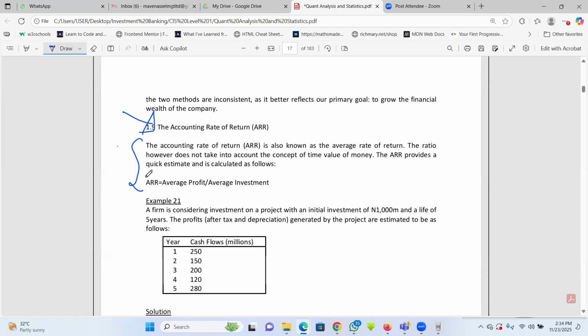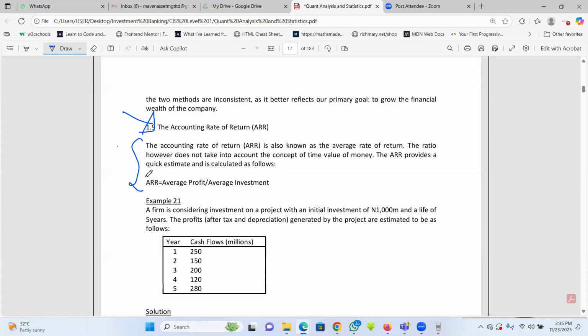A firm is considering investment on a project with an initial investment of 1 million naira and a life of 5 years. The profits after tax and depreciation generated by the project are estimated to be as follows. Year one, 250 cash flows. Year two, 150. Year three, 200. Year four, 120. Year five, 280.